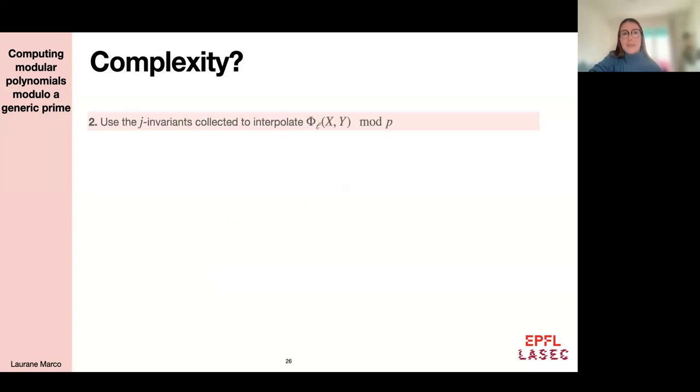Nice. And then the final step is just the interpolation step. This is just standard, and the complexity comes from the paper by Bröker, Lauder, and Sutherland. It's going to be O-tilde of L squared log L squared log P somehow.